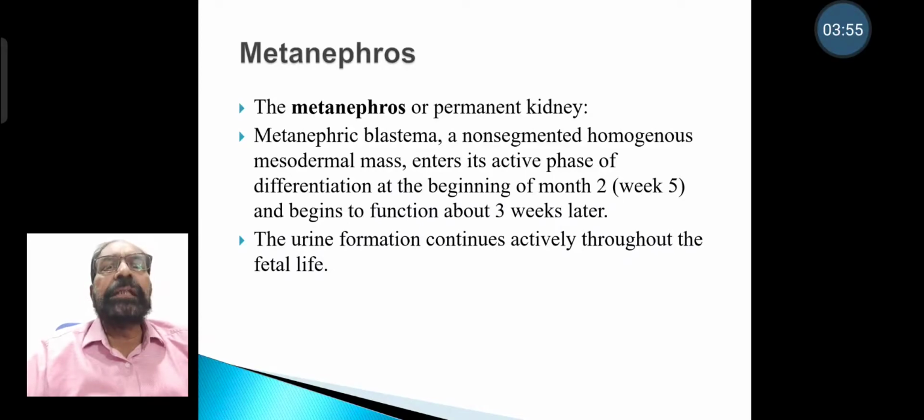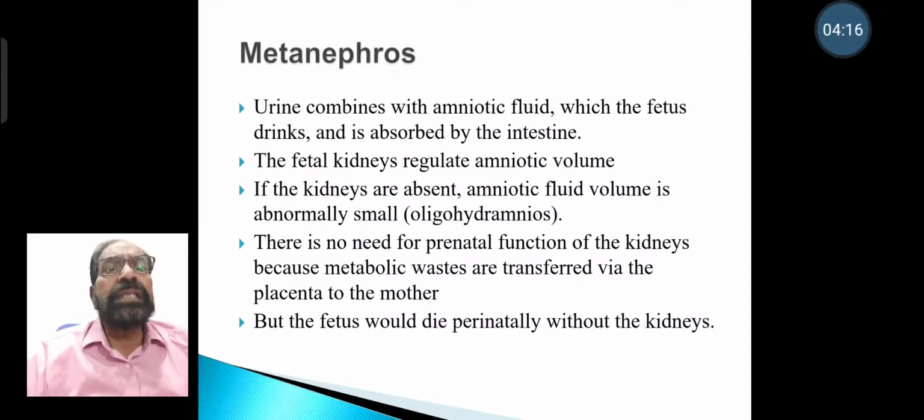Metanephros or permanent kidney. The metanephric blastema, a non-segmented homogeneous mesodermal mass, enters into an active phase of differentiation at the beginning of month 2 and begins to function about 3 weeks later. Urine formation continues actively throughout the fetal period. Urine combines with amniotic fluid, which the fetus drinks and which is absorbed by the intestine. The fetal kidneys regulate amniotic volume.